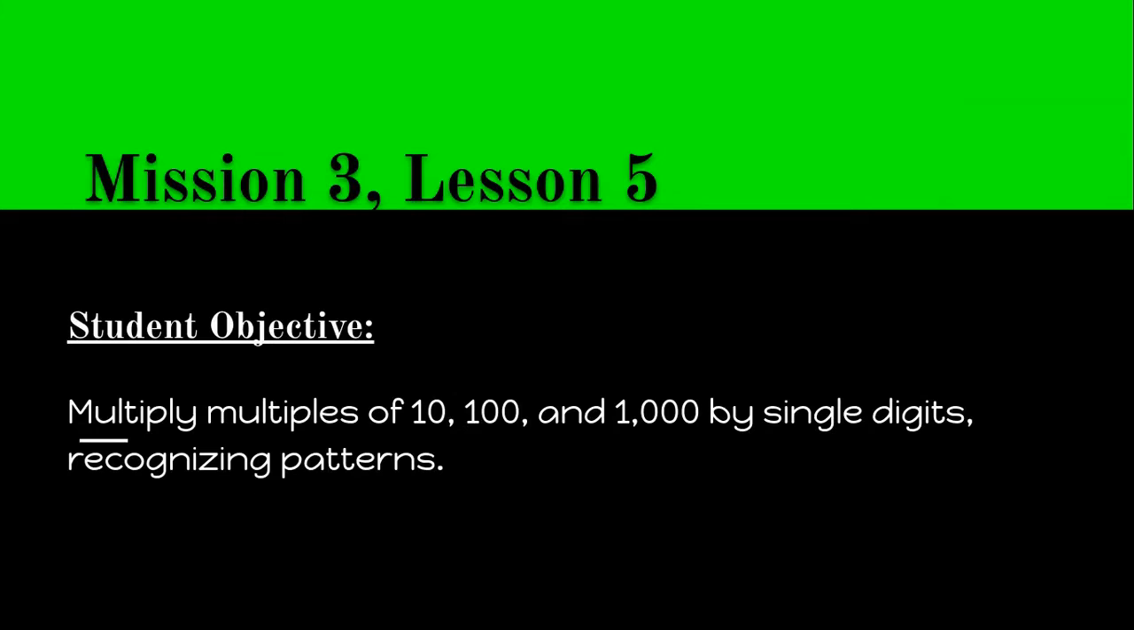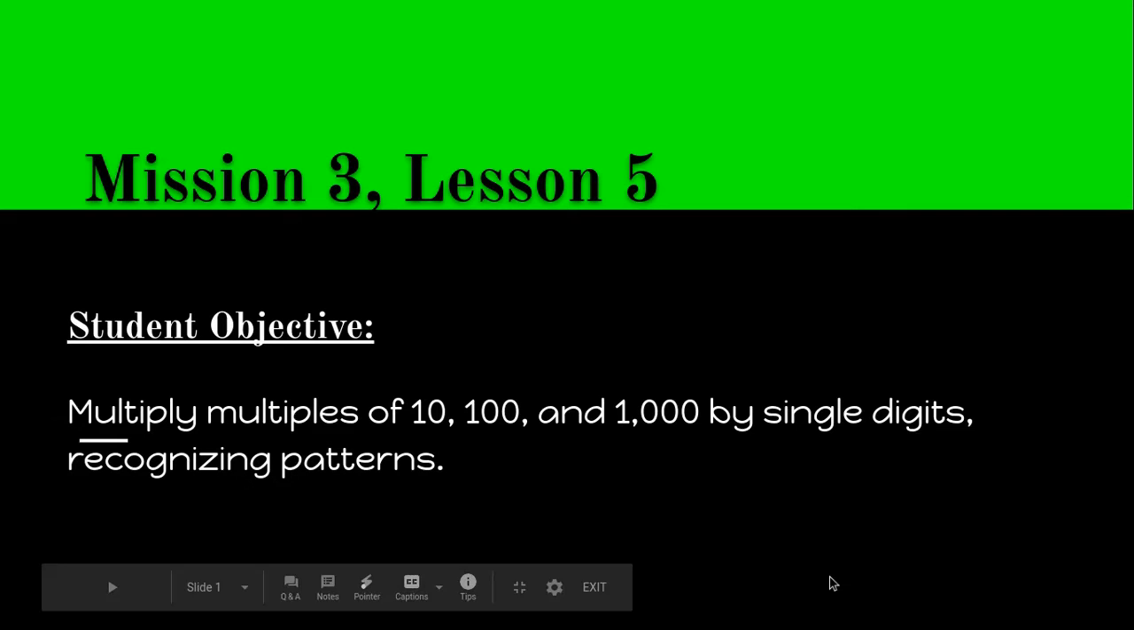All right, our student objective for this lesson is to multiply multiples of 10, 100, and 1000 by single digits, recognizing patterns. So, in other words, what we're doing today is multiplying a single-digit number by 10, 100, or 1000. And the pattern we're going to recognize is what I call the zeros trick. So let's take a look.